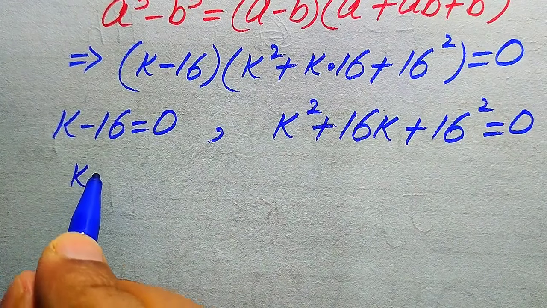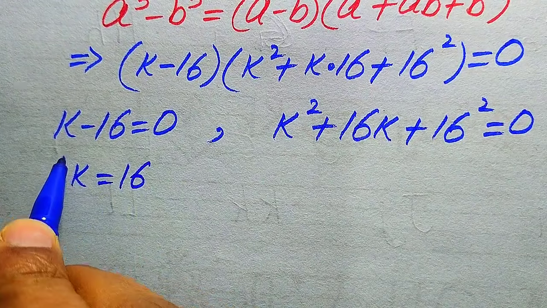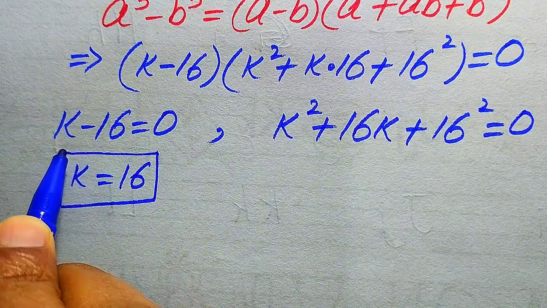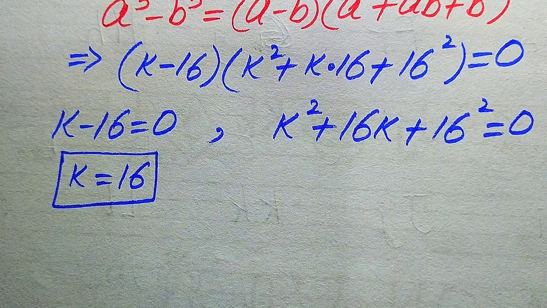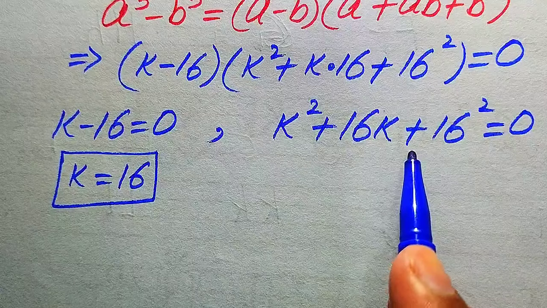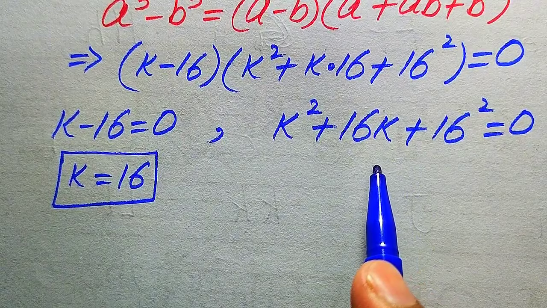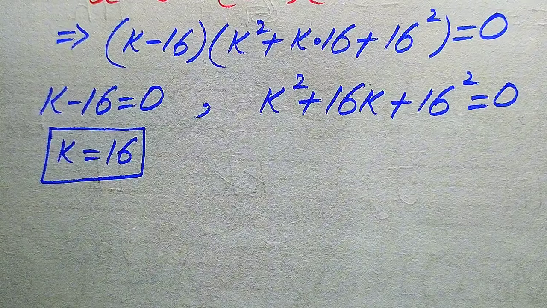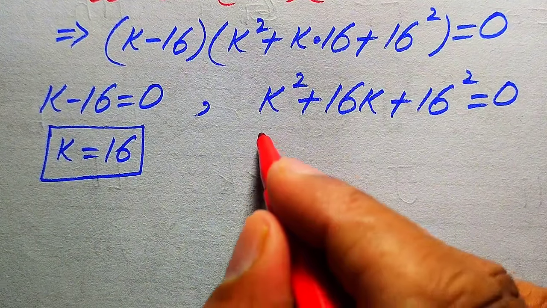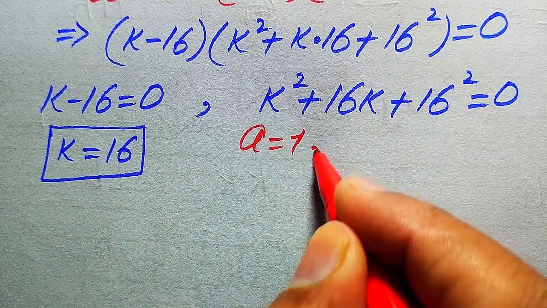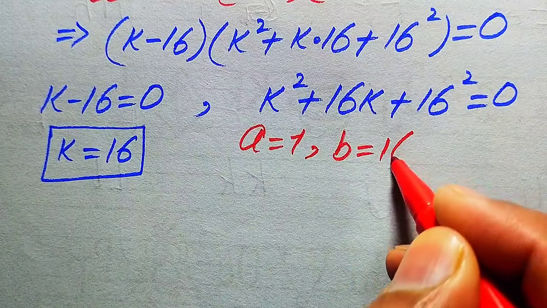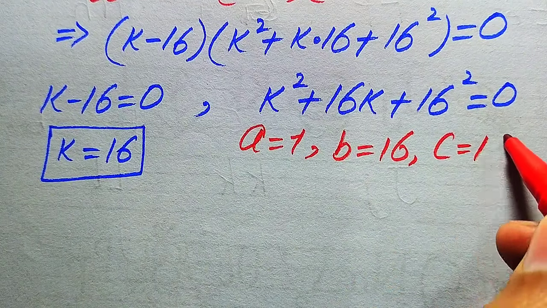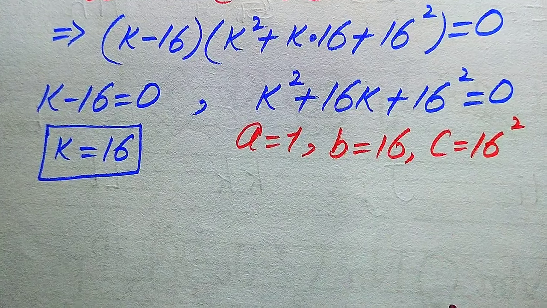And now here from this case, we easily get the first root of the given equation, and that is k equals to 16. So in order to find the other roots, we need to solve this quadratic equation, and for this here we use the quadratic formula. So first we write the coefficients of this equation: a equals to 1, b equals to 16, and c equals to 16 square.